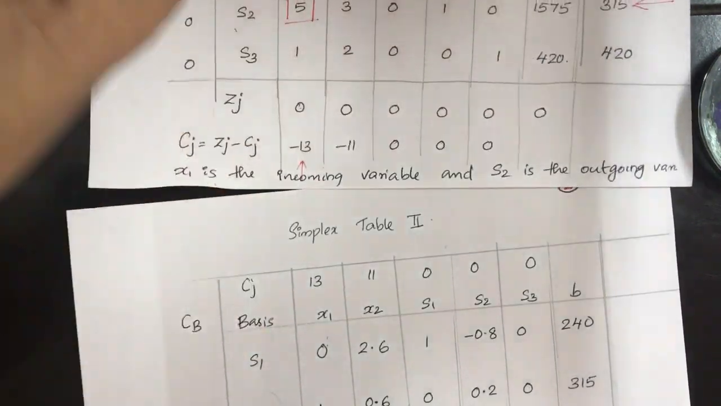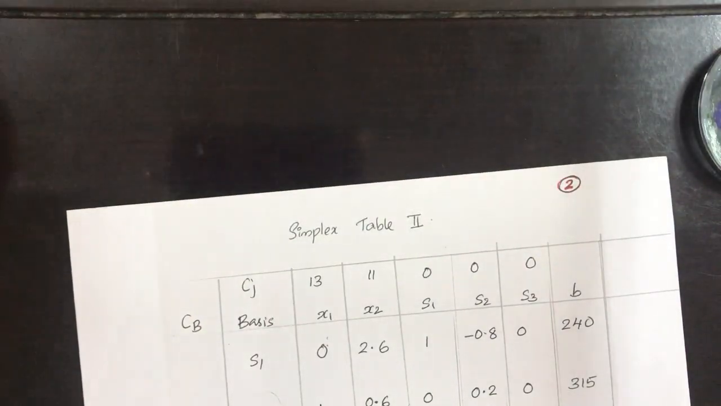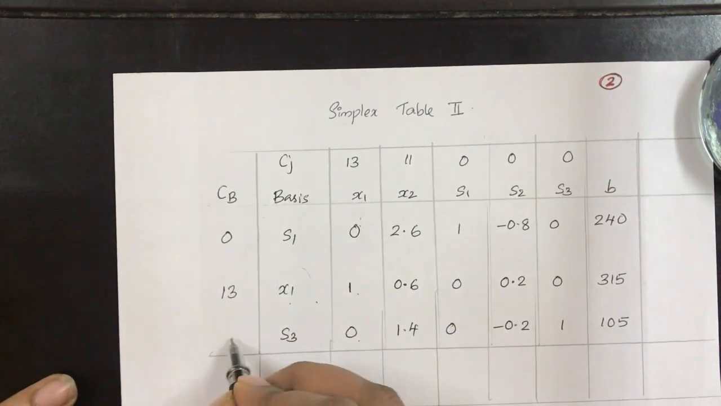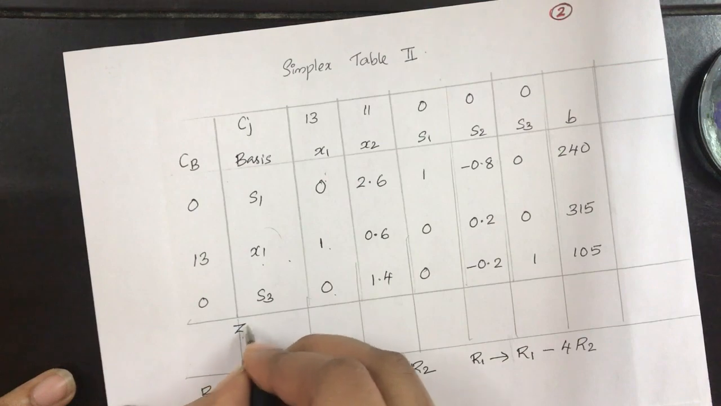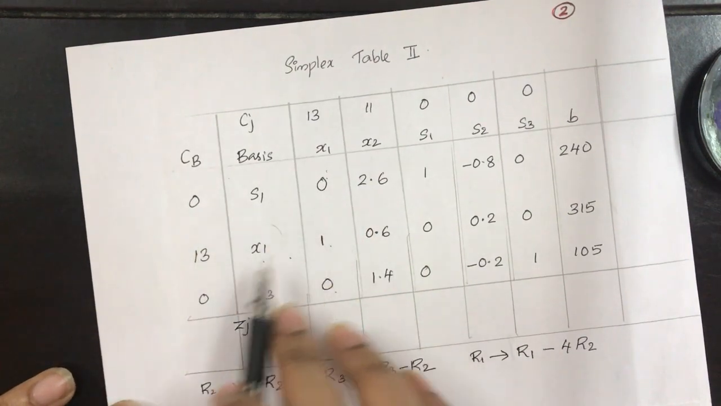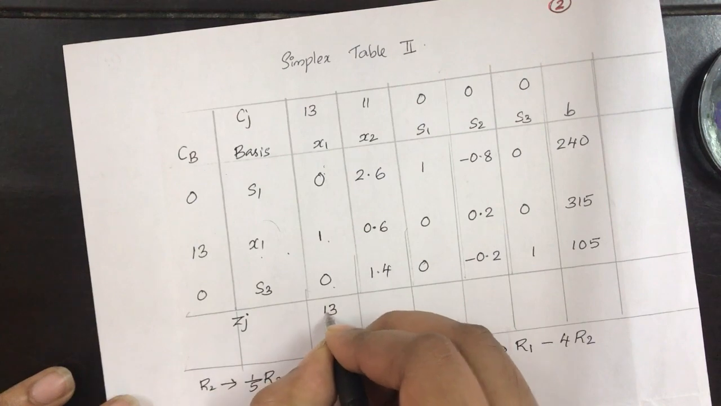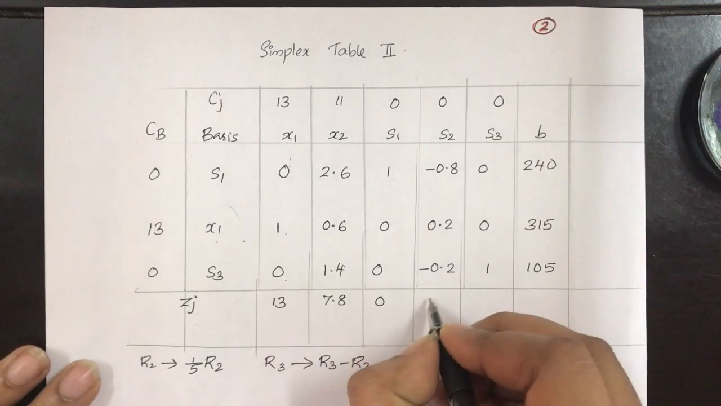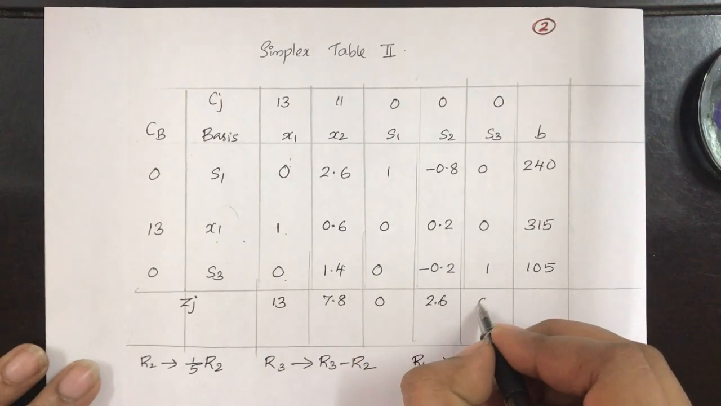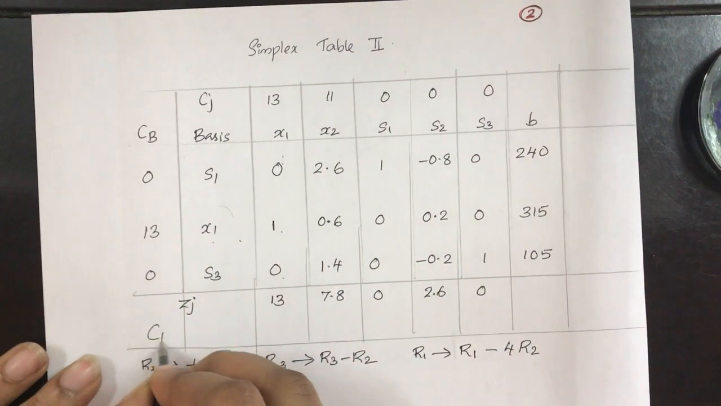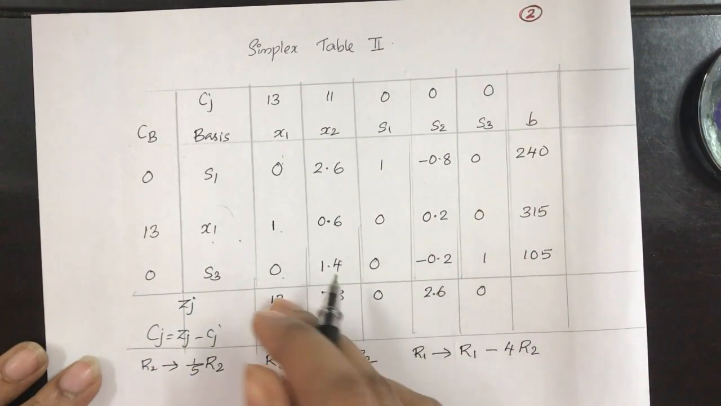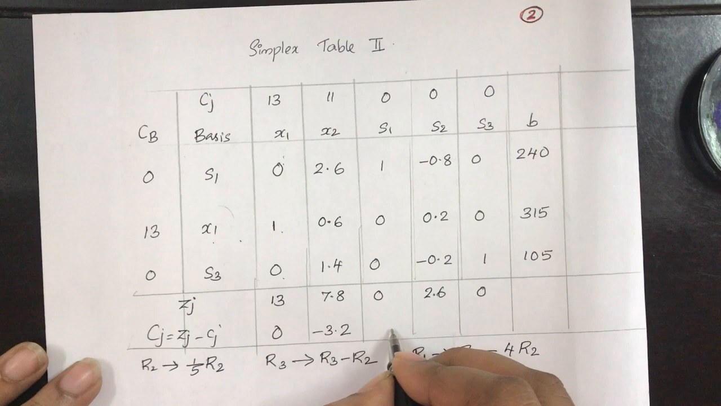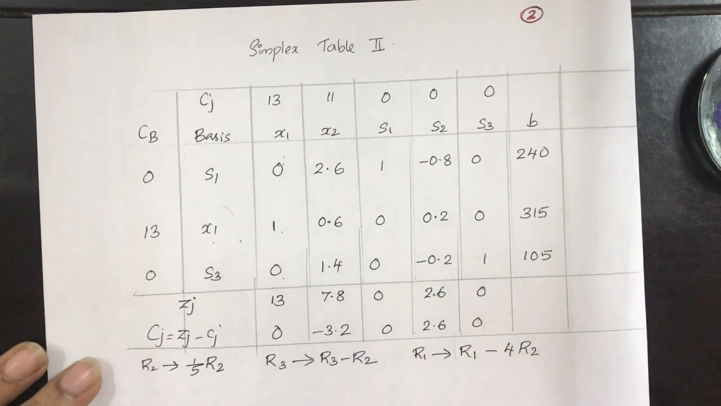Cb values are for S1 the value is 0, X1 13, S3 0. Now we are going to find out Zj, 0 into 0 plus 13 into 1 plus 0 into 0. So values 13, 7.8, 0, 2.6, 0. Then capital Cj equal to Zj minus Cj, 13 minus 13, 0, 7.8 minus 11, minus 3.2, 0, 2.6, 0.